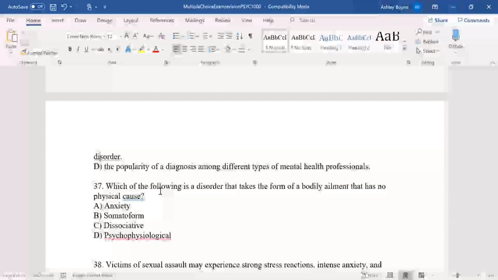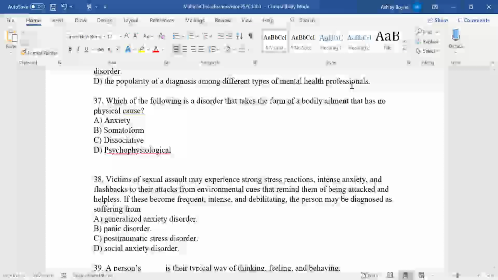Okay, so C. Someone says B. Okay, so Erica is right. The answer is actually B, statistical rarity. So it's only abnormal if the way this person interacts with people is rare, like it's not normal.